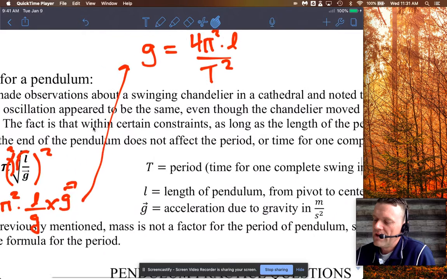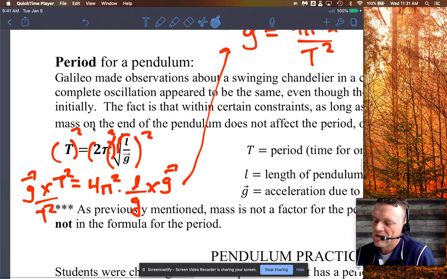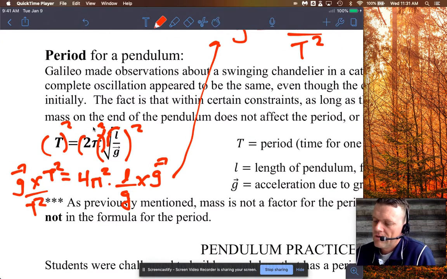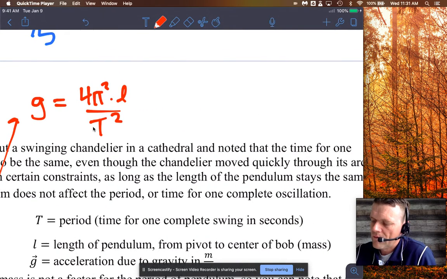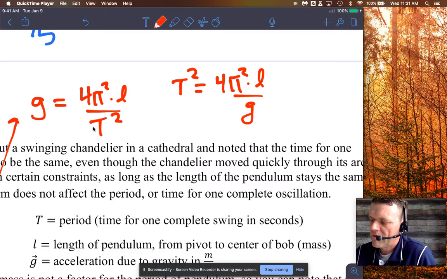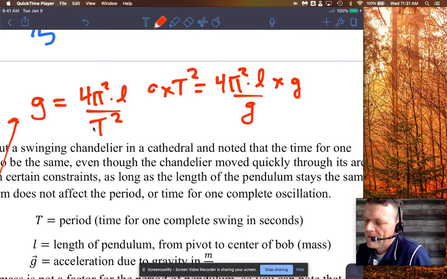Now the other one, obviously, is if you need to solve for L. From this intermediate step, I'll rewrite it here so it's easier to follow: T squared is equal to 4 pi squared times L over G. To get just L, I think you can see this easily enough. You still multiply by G and then divide by 4 pi squared.